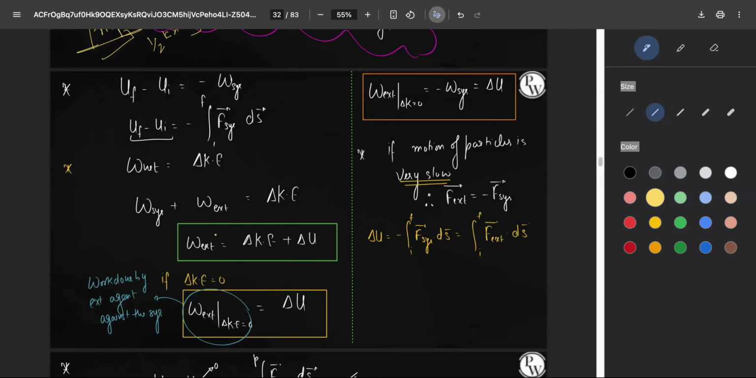So that's why we generally write work external as delta K plus delta U. This is the interpretation at the end of the day: when the kinetic energy is changed to zero, you get this result.